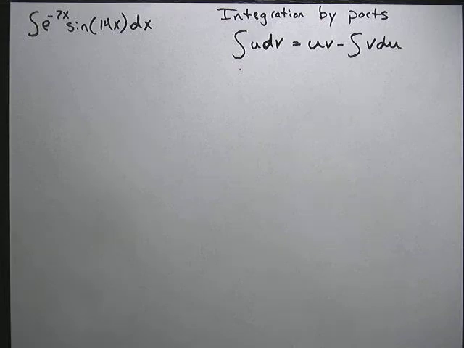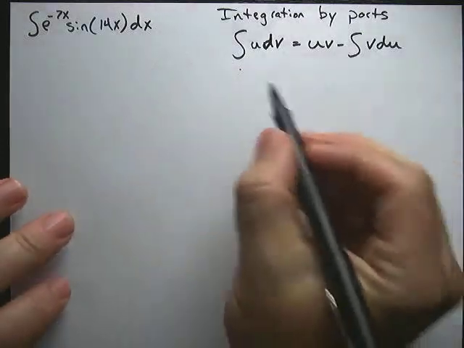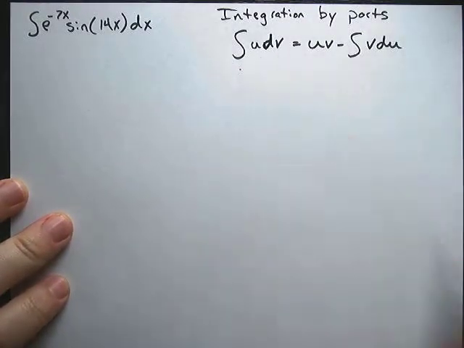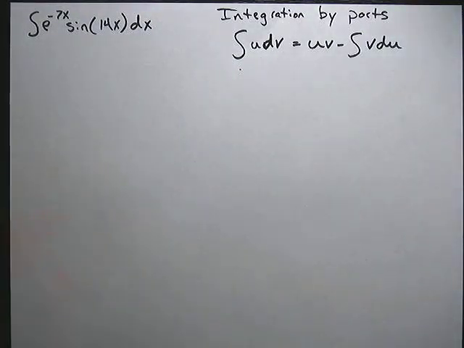So in this problem we have the integral of e to the negative 7x times sine 14x dx. We're asked to integrate by parts. Okay, so we need to choose what we want to be our u and what we want to be our dv to use integration by parts. So it's not readily obvious which one we want to use here, so you could try either one.